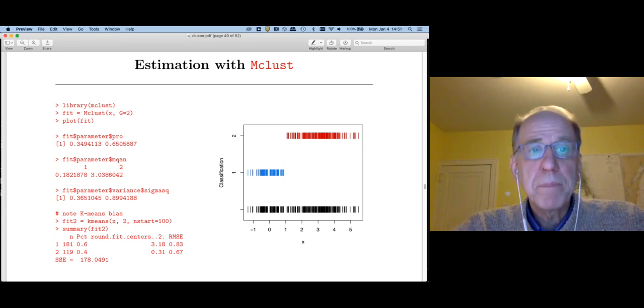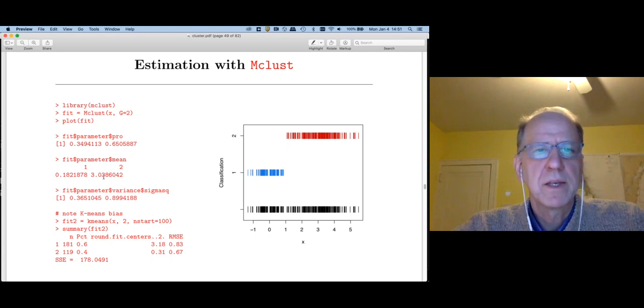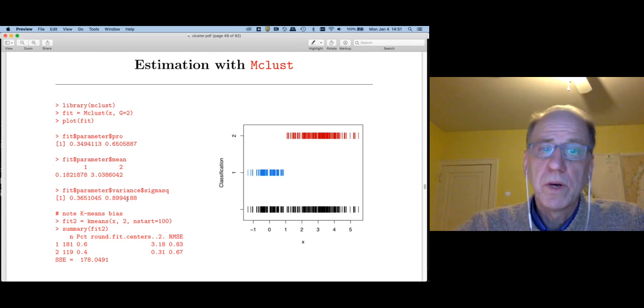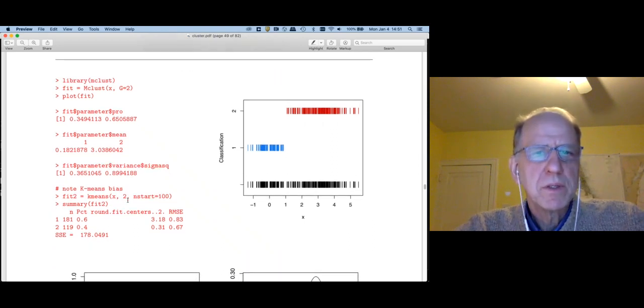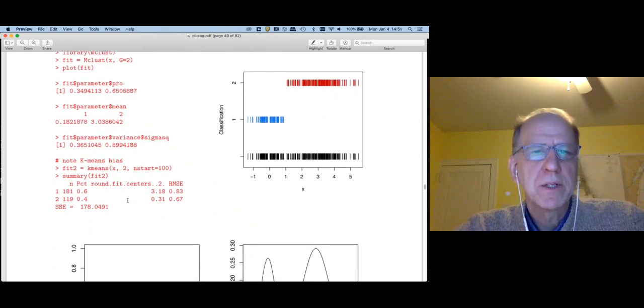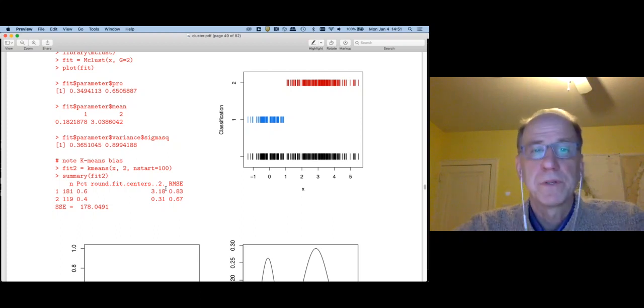So 0.65 and 0.35 are the probabilities that you're from the first and second class. Fit parameter mean gives the mean values. They found exactly the same values that I did. Fit parameter variance sigma squared gives the variances rather than the standard deviations, and those also match what I got. If we use k-means, we see the same biases we saw with the Old Faithful data.